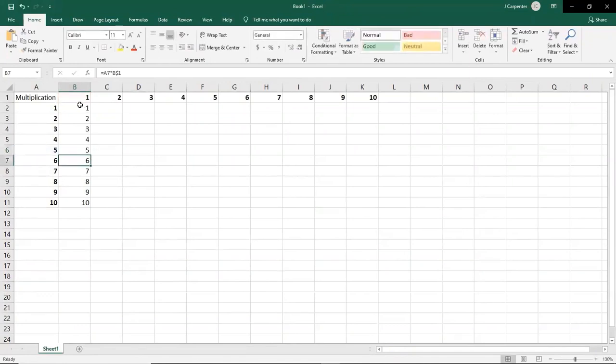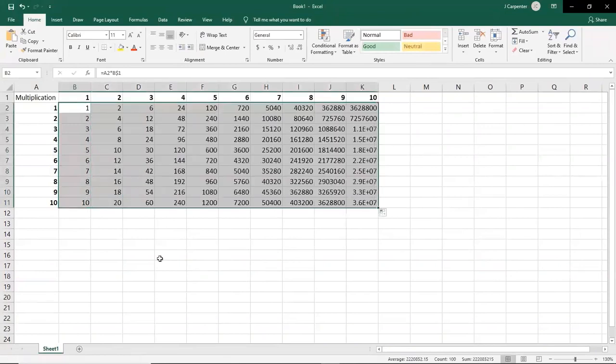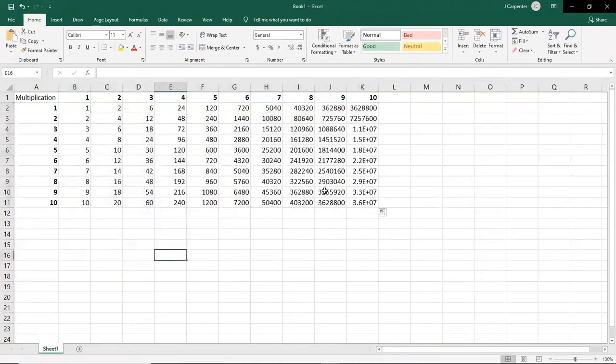So now that these are correct, let me highlight them. And what it seems like is I should be able to now just fill this table to the right, and that everything should be correct, and it's not. You even get some really wacky looking answers on this far right column K. It says 10 times 10 is 3.6 E plus 7.